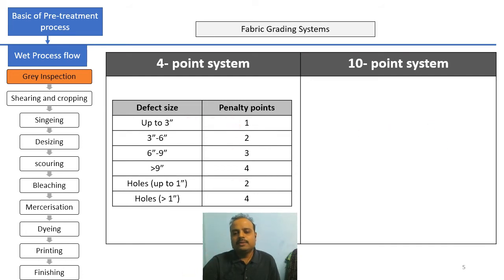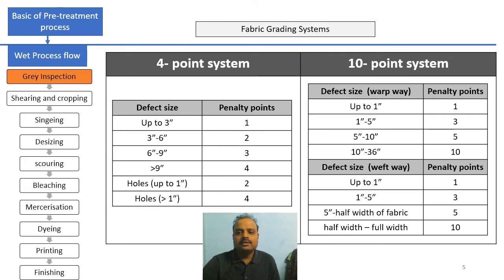You can easily remember this length by remembering the tables of 3, right? And in case of 10-point system, what are the different penalty points? Over here you can see there is warp way, there are different penalty points, and weft way there are different penalty points, right? Up to 1 inch 1 penalty point, within 1 to 5 3 penalty points, 5 to 10 5 penalty points, 10 inch to 36 inch penalty point is 10, and greater than 36 is also considered a penalty point of 10.